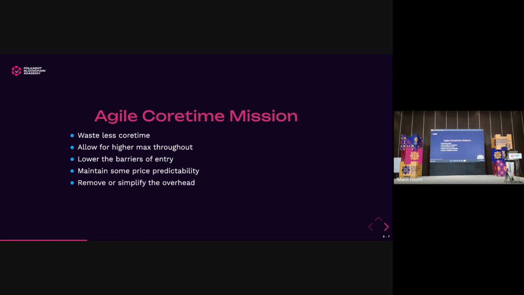But a good thing about the previous system is that it was maintaining some price predictability, because, well, if you pay for 2 years upfront, at least you know exactly what you'll be paying. If you compare it to something like Ethereum, where the gas prices fluctuate every block, every second, you cannot really estimate how much you'll be paying for computation the next week, the next hour, the next month. So maintaining this price predictability was something we really wanted to keep.